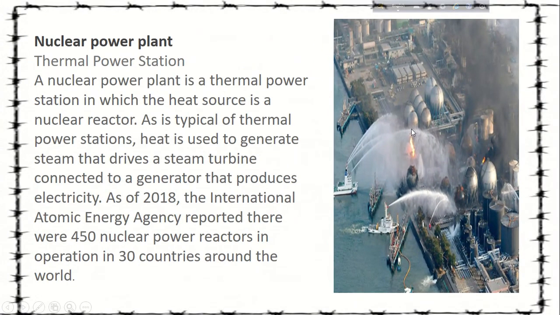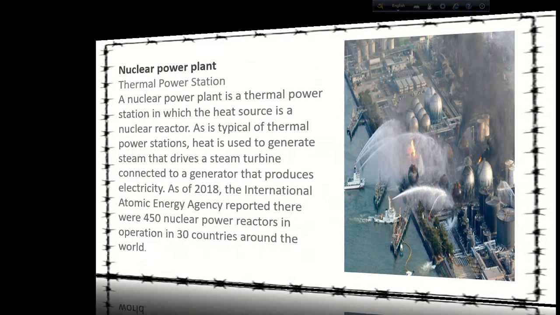And about the nuclear power plant, follow the image. A nuclear power plant is a thermal power station in which the heat source is a nuclear reactor, and as is typical of thermal power stations, heat is used to generate steam that drives a steam turbine connected to a generator that produces electricity. So using heat to produce electricity, and as of 2018 the International Atomic Energy Agency reported there were 450 nuclear power reactors in operation in 30 countries around the world.